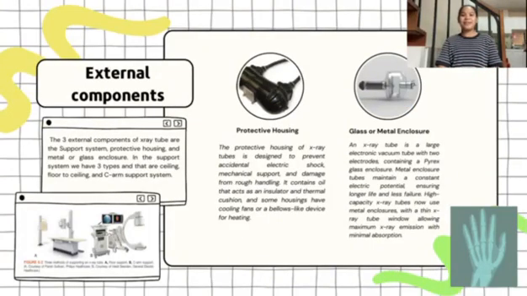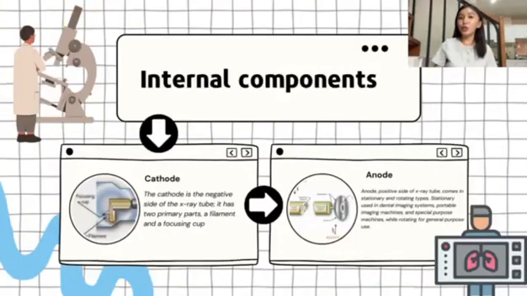We have protective housing. The protective housing of the X-ray tubes is designed to prevent accidental electric shock, provide mechanical support, and protect against damage from rough handling. The last one we have is the glass or metal enclosure. The glass or metal enclosure of the X-ray tube refers to a large electronic vacuum tube with two electrodes contained in a Pyrex glass enclosure.